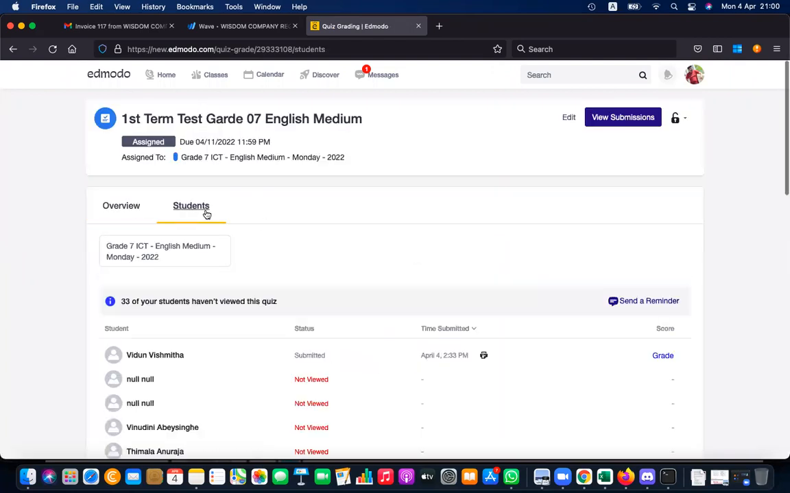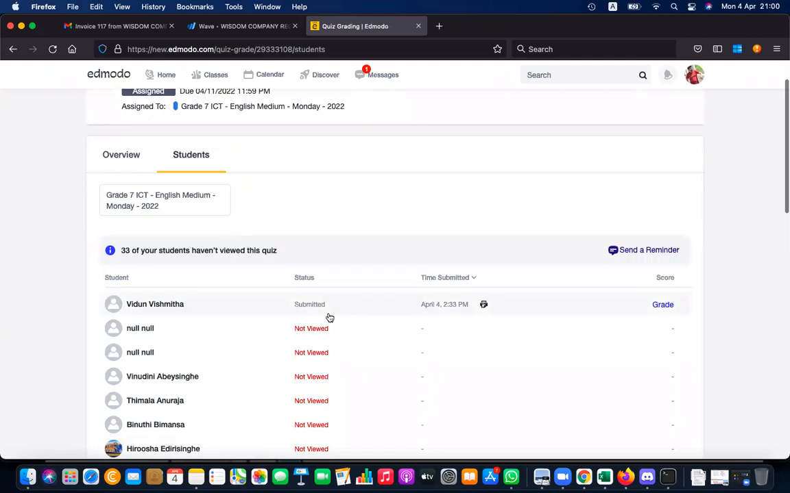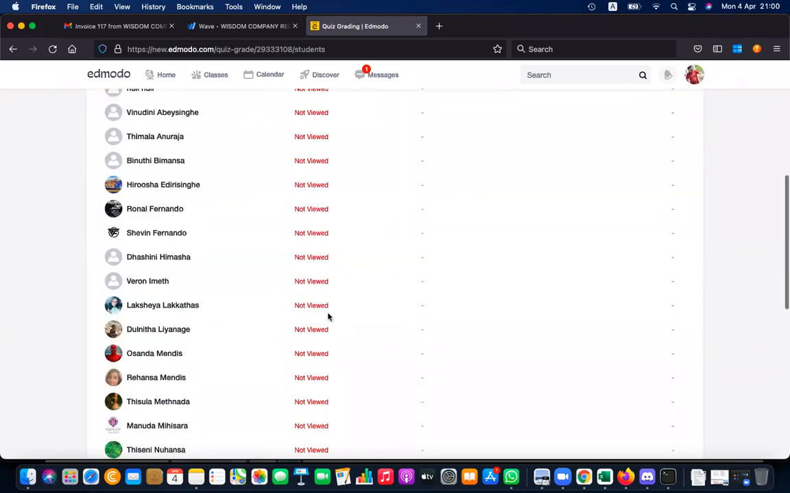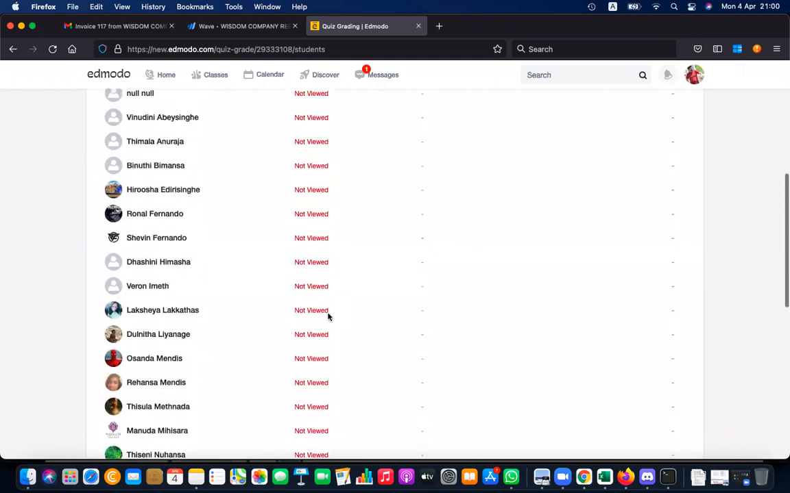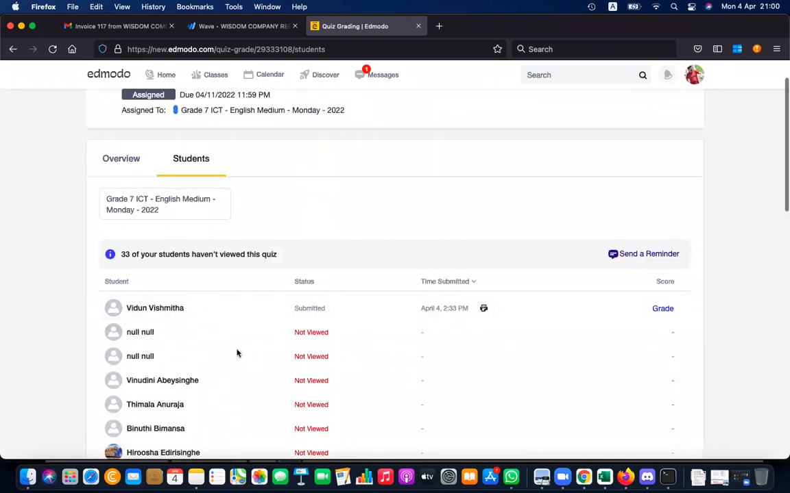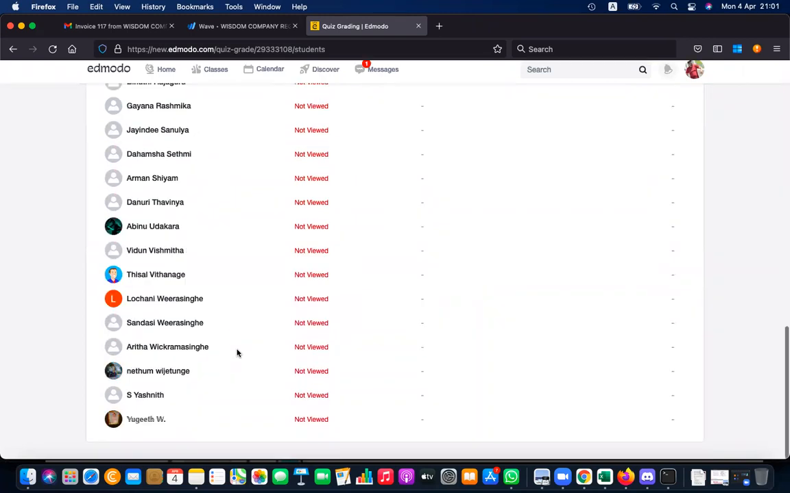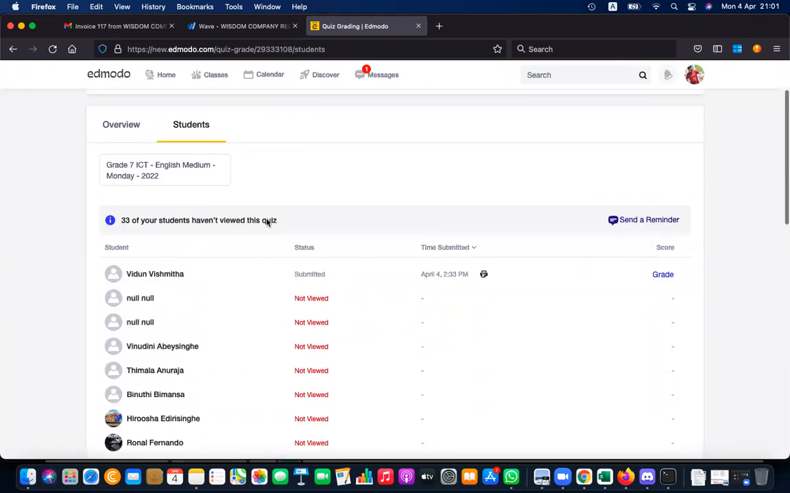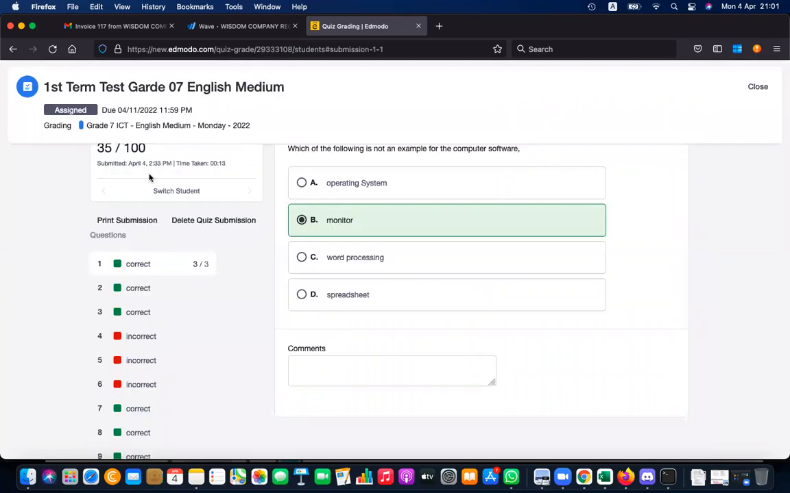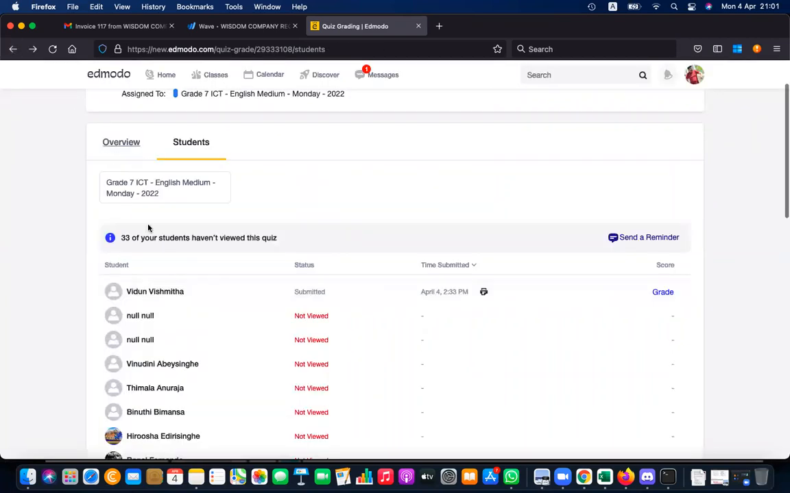This submission is actually from Vidun, who has submitted it. I have not graded it yet. Others you need to submit. I think you have your account there. Please submit it. If your account is not there, I'll remove the account. If you're not coming to the class, I'll remove the account. Some have not viewed it. Oh, I don't want to disclose the answers. Sorry, it's a mistake. Okay, others can try to submit that within this week.